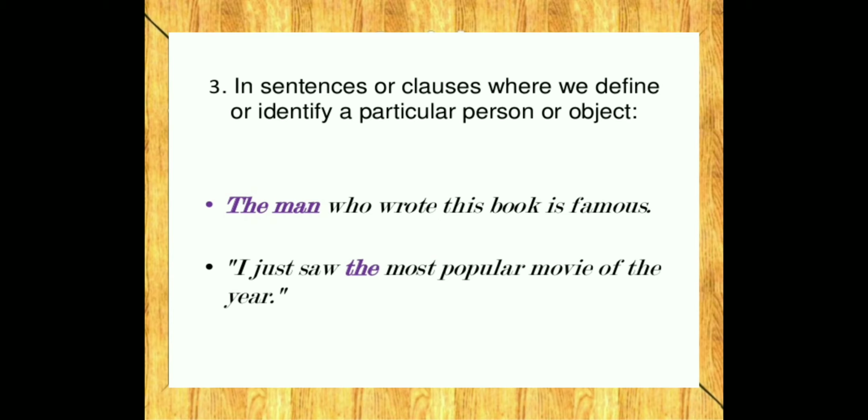The third case where we will use the is in sentences or clauses where we define or identify a particular person or object. For example, the man who wrote this book is famous. So we are talking about the writer of one particular book. That's why we will use the with man. I just saw the most popular movie of the year. So here we are talking about that particular movie which is the most popular. So that's why we will use the here.